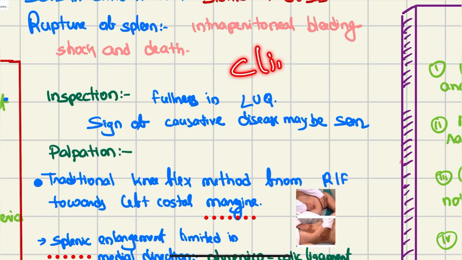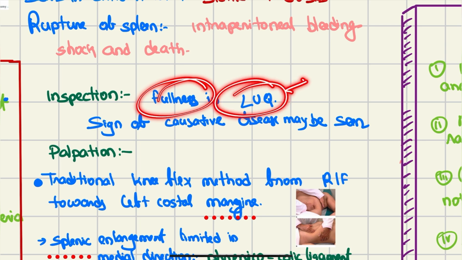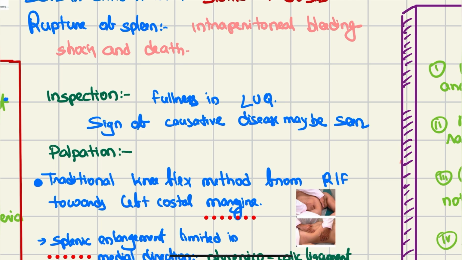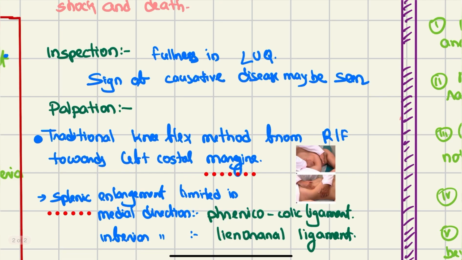This is clinical examination. The first step in clinical examination is inspection, a thorough inspection of the patient. In inspection, we may find fullness in the left upper quadrant where the spleen is situated. There may be signs of the causative disease, like for CLD, it may be jaundice. The most important part of clinical examination in splenomegaly is palpation.